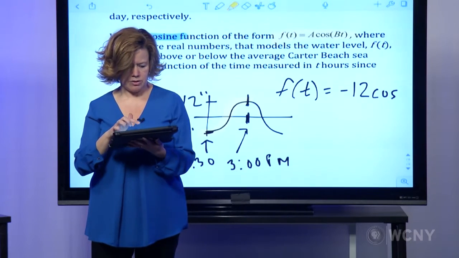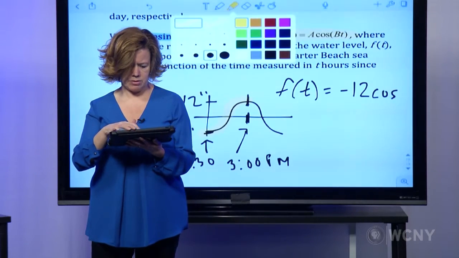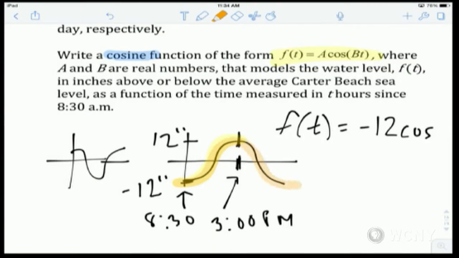So this full cycle of cosine took place over 13 hours. So if you think about it, the end of your graph is at a 13-hour mark. That is the period of your graph. Period of a graph is where your first cycle ends. Well, we have a formula for that.